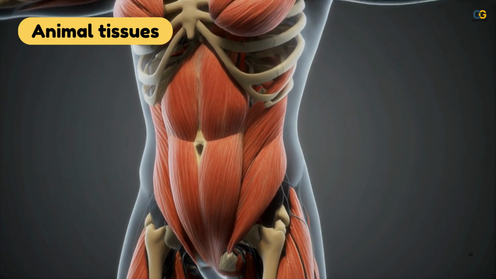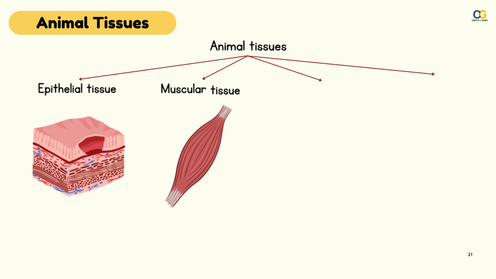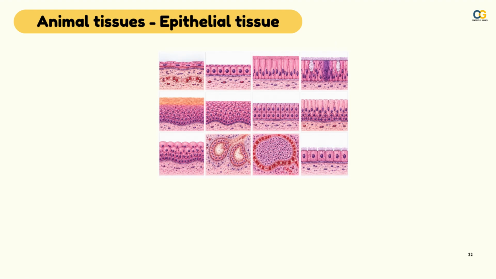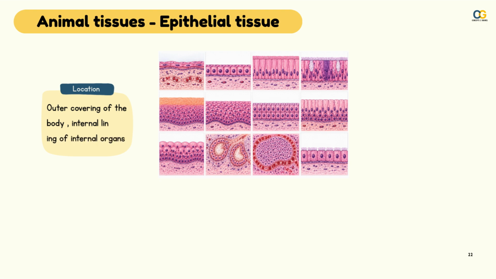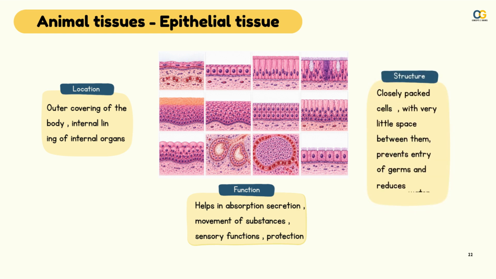Moving on, we have the animal tissues, which are of four different types. That is epithelial tissue, muscular tissue, nervous tissue, and connective tissue. Starting with the epithelial tissue, which is of multiple types based on where it is present. Mostly it is located on the outer covering of the body and internal linings of internal organs. It helps in absorption, secretion, movement of substances, sensory functions, and protection. Generally, these tissues have closely packed cells with very little space between them, which helps in preventing the entry of germs and reduces water loss.